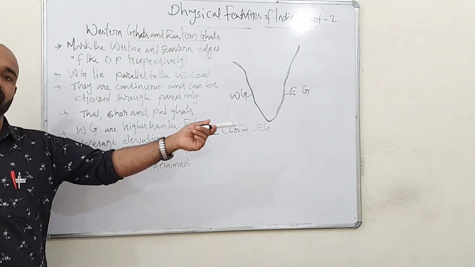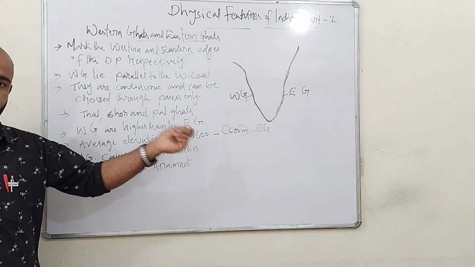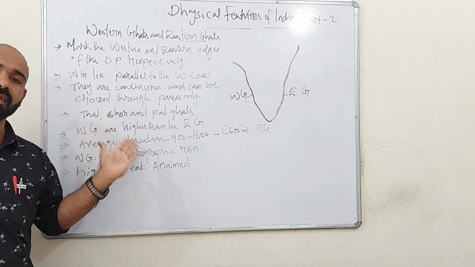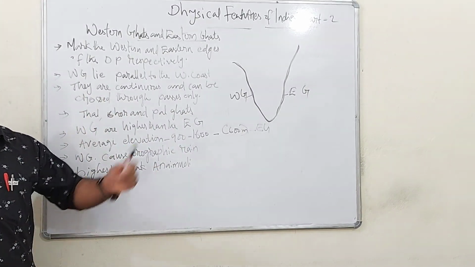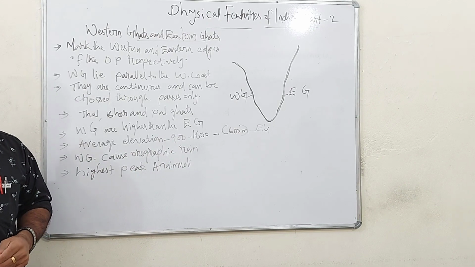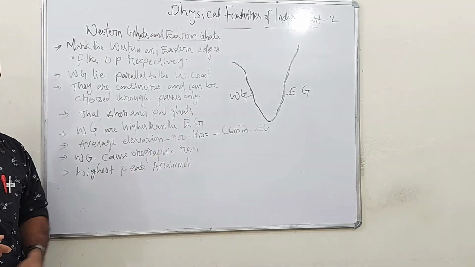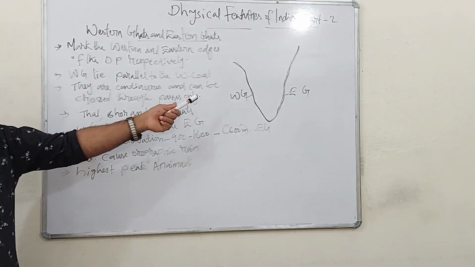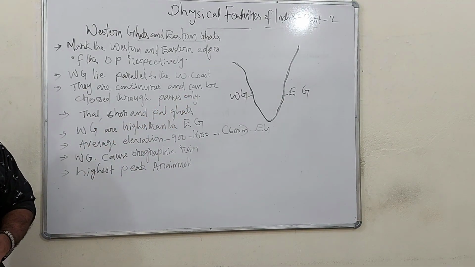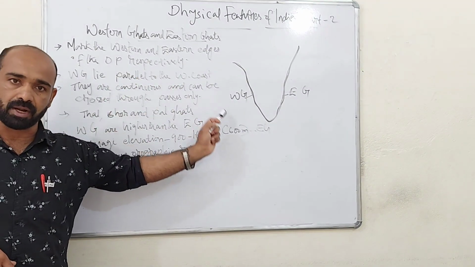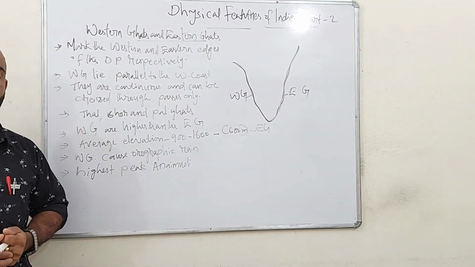Western Ghats are higher than the Eastern Ghats. The average height of the Western Ghats is between 900 and 1600 meters, but the average height of the Eastern Ghat is only 600 meters. The highest peak of the Western Ghat is Anayamudi, and Western Ghat causes orographic rainfall. Western Ghat is located parallel to the western coast of India.